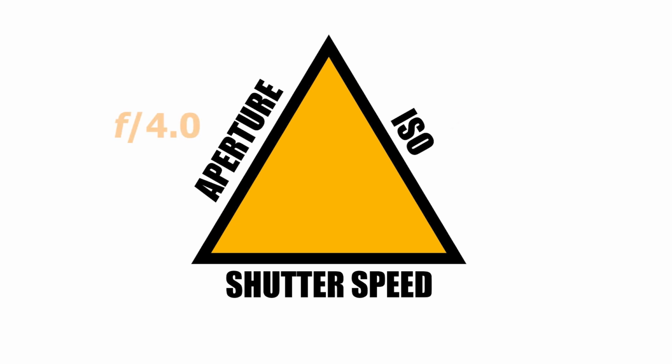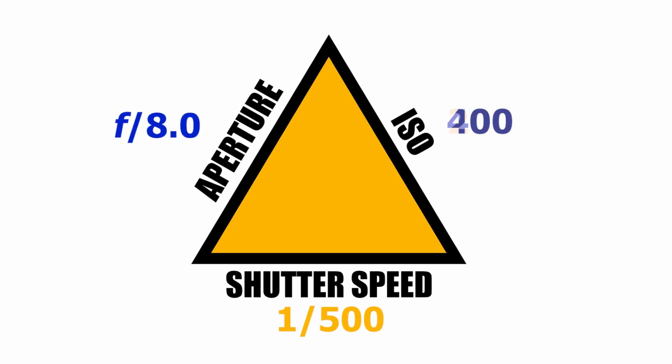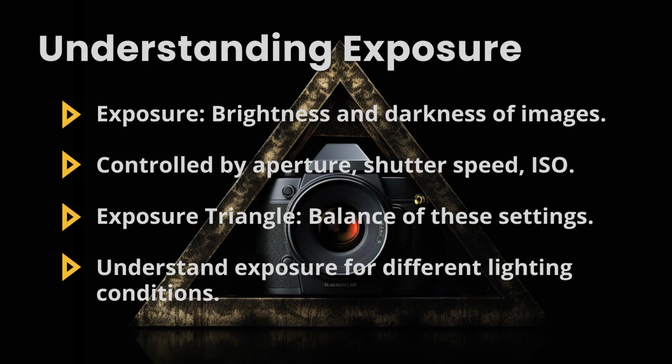Now, the settings are interdependent. So if you're taking a photo and you change one of these settings, you're going to have to change one or both of the others just to keep the exposure in balance. So understanding exposure means knowing how to adjust these settings to get the look you want, whether you're in bright sunlight or a dimly lit room, and it's all about just keeping settings in balance.